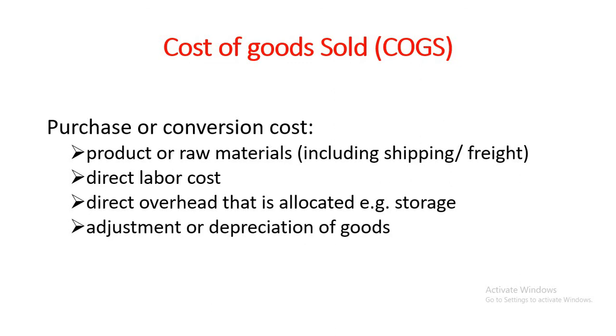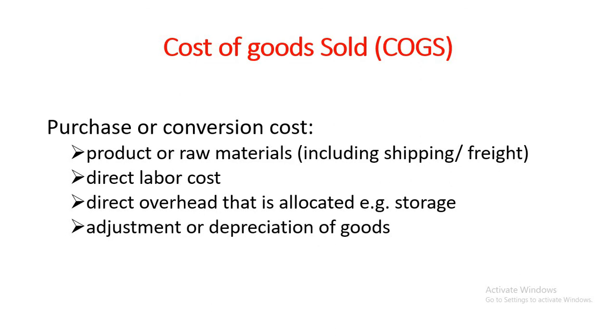Then Bata needs to also consider the direct labor cost. People who are working in the factories of Bata are directly involved in the production process of Bata, and the cost of those laborers will be labeled as direct labor cost, which is also part of cost of goods sold. Then direct overhead cost. For example, the storage cost of raw materials or finished goods is considered direct overhead cost.